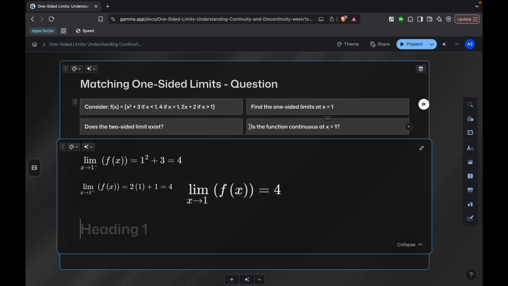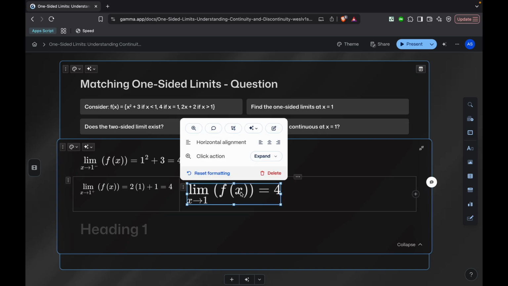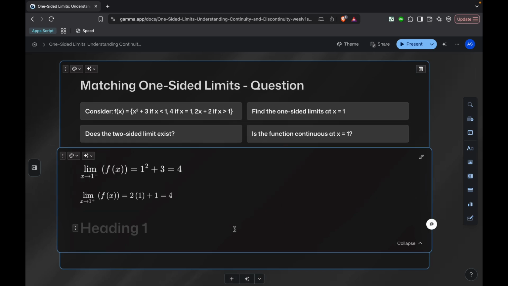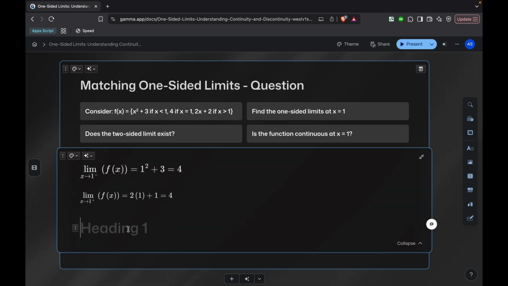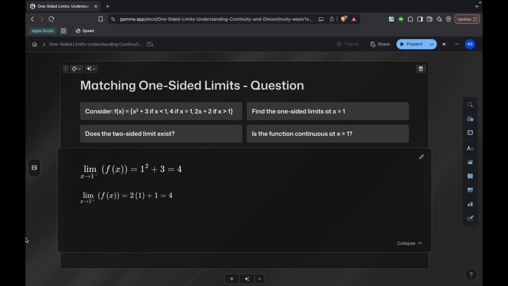Now, actually there's one last question which I forgot to mention. Is the function continuous at x is equal to 1? So the limits are equal, but what's important to also figure out is if the function is continuous. Now, the two-sided limit can exist, but the function can also be discontinuous. But if we look at the value that's actually at x is equal to 1, it's also 4, so it matches exactly what we were saying. So the function is continuous and the two-sided limit also exists.